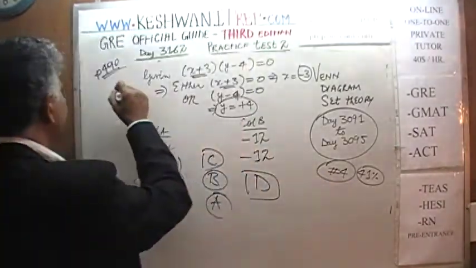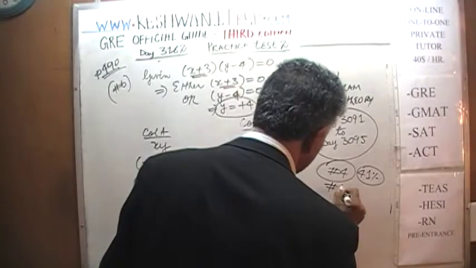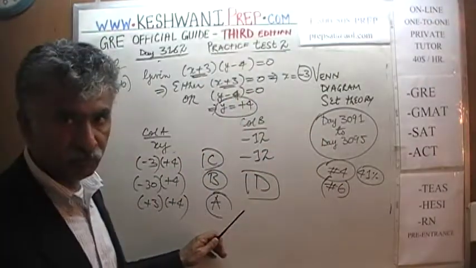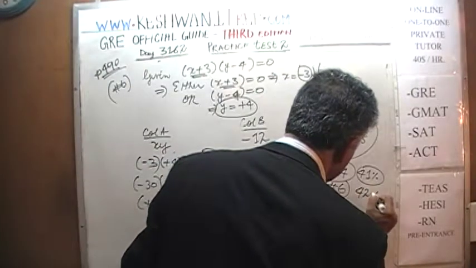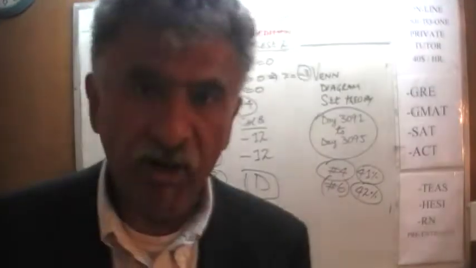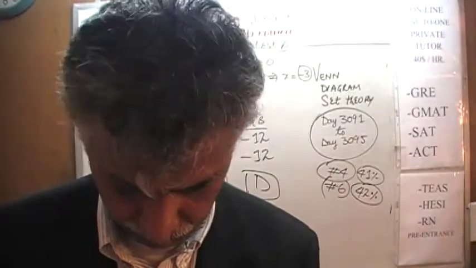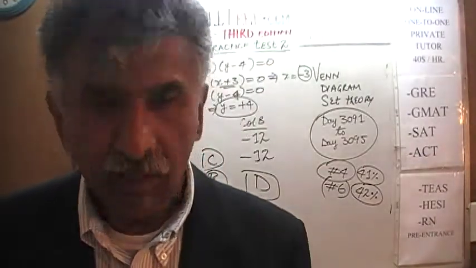Same as number four, this was problem number six. You will see that people's performance on this question is no different than number four. Only 42% of the people got it right. The vast majority missed it because they don't quite understand that simple equation.